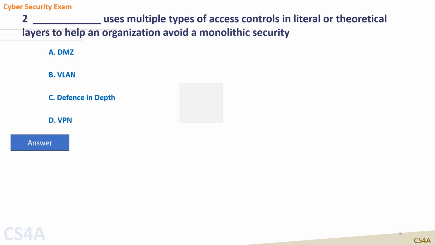So here the question is, which uses multiple types of access control in literal or theoretical layers to help an organization avoid a monolithic security? So here the question is types of access control with a layered approach. So which uses layered security controls? DMZ is not related to layered security controls. The VLAN is also not. Defense in depth is the correct one. Defense in depth uses layered security controls to protect the organization's assets. And VPN is also not related. So the correct answer is C, defense in depth.